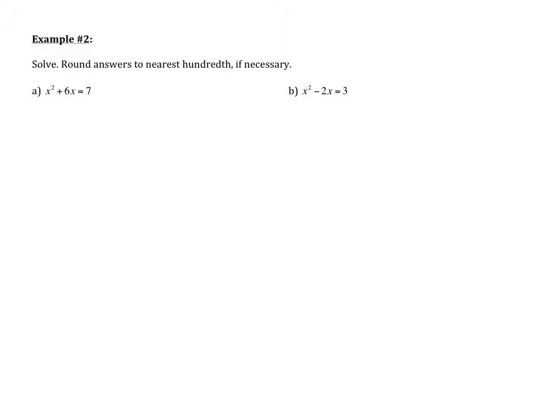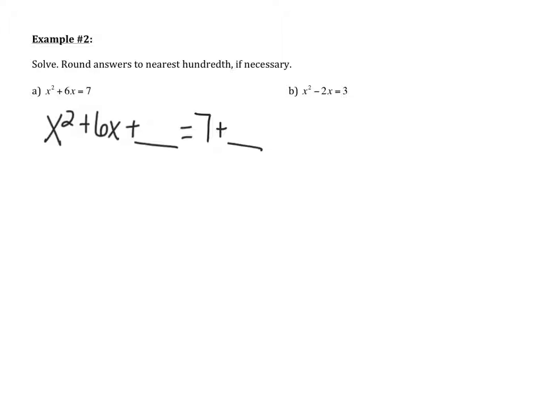I like to rewrite the equation at this step so that I have some blanks, because what I'm going to end up doing is adding a term here by completing the square to make this side a perfect square trinomial, and whatever I add to this side of the equation, I'm going to have to add on to this side of the equation to keep my equation balanced. So I'm going to say 7 plus blank on the right-hand side.